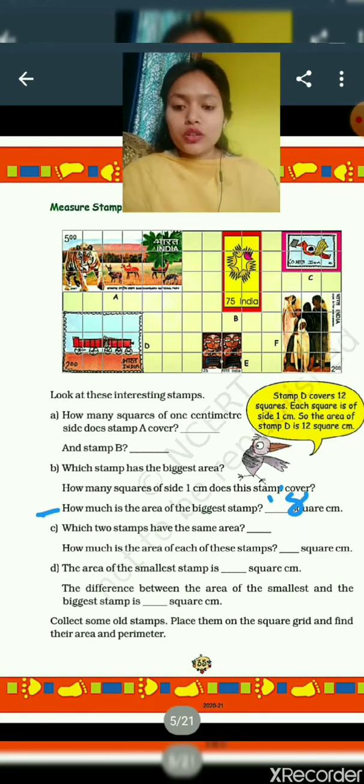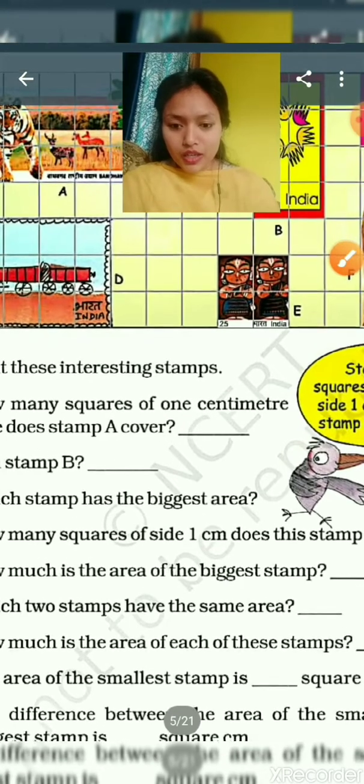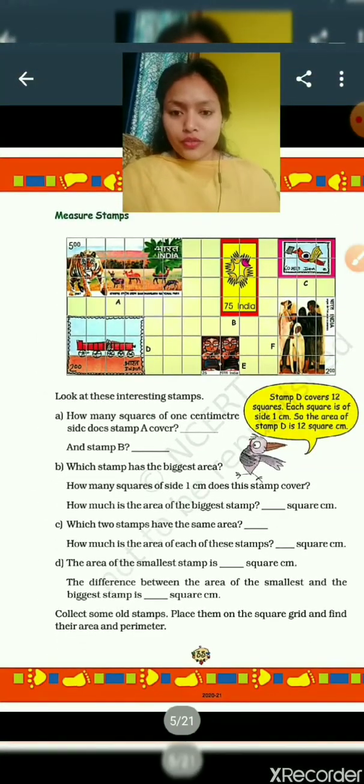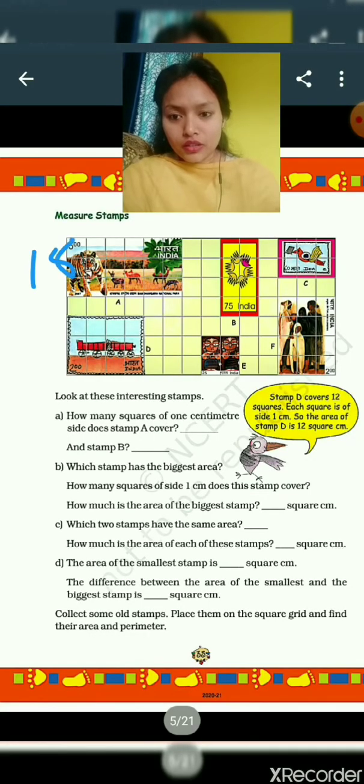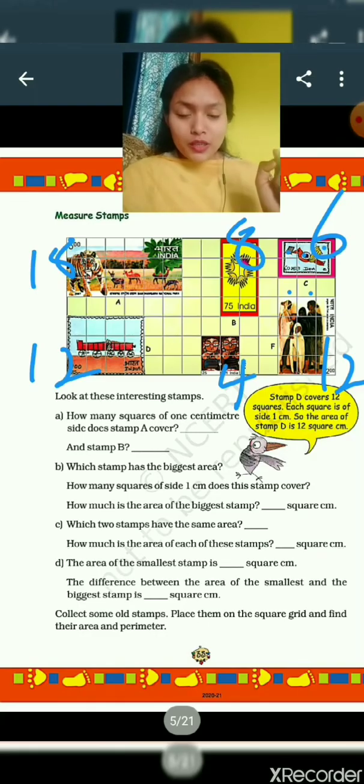Okay, now question number C, which two stamps have the same area? For this you have to see, the first stamp is of 18 square centimeter, the second is of 8 square centimeter, the third one is of 1, 2, 3, 4, 5, 6 square centimeter, this one is of 12 square centimeter, this one is of 4 square centimeter, and this one is of 12 square centimeter. So which two stamps have the same area?